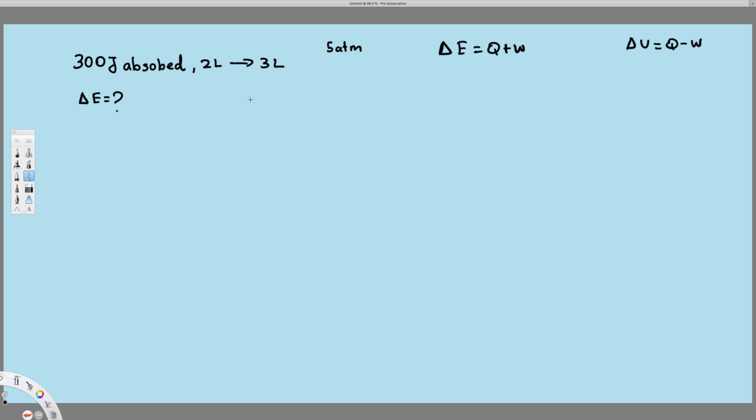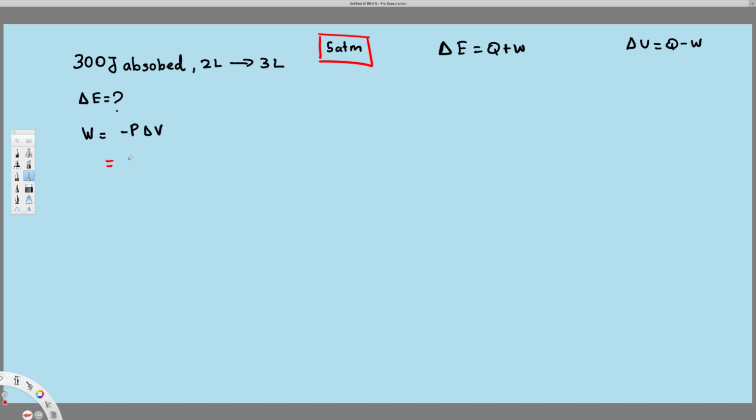So let's see how we can calculate this one. We know that we need the heat energy. Here this is an endothermic process, because it's positive, right? So we don't have to find that, we know the Q already. We have to find the work. So here we are going to use work is equal to minus P delta V, right? This is the equation because this is an isobaric process. If you notice, the pressure is constant, so we can use this equation.